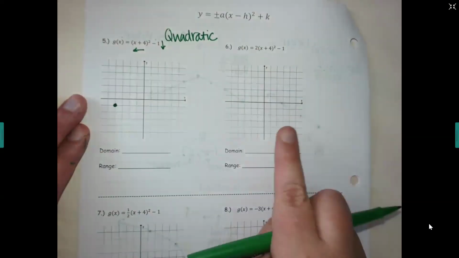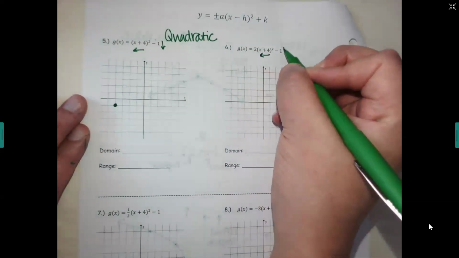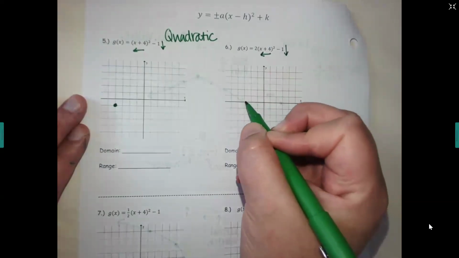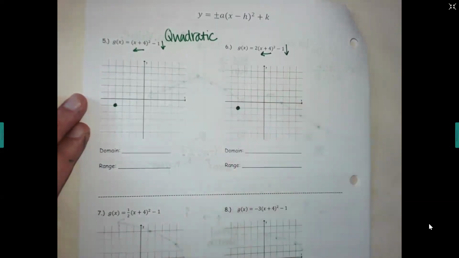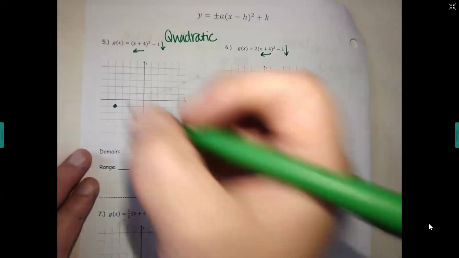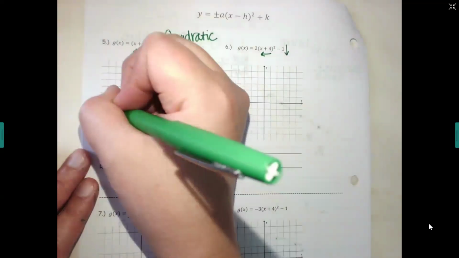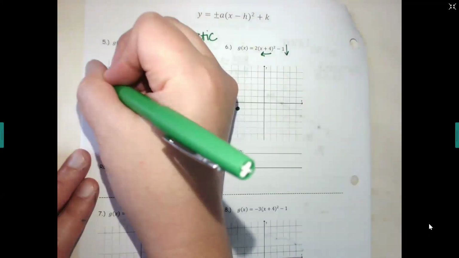I'm going to go ahead and graph this one at the same time. It also has the +4 and it also has the down 1. This one is my original U. If you need to, look back at your sheet. Remember, quadratics are a 1 jump up and a 3 jump up. So it's going to be over, up 1, over, up 3.